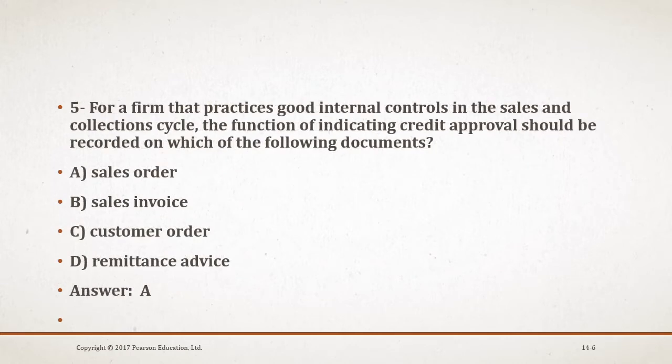Number 5: for a firm that practices good internal controls regarding sales and collection cycle, the function which indicates credit approval should be recorded on which document? Definitely number A is correct, the sales order.